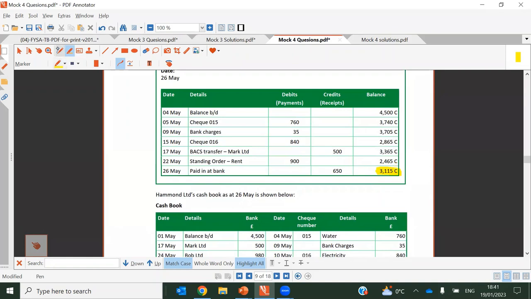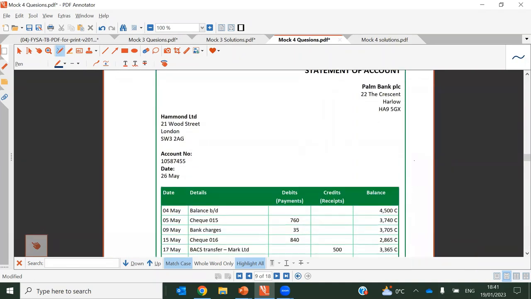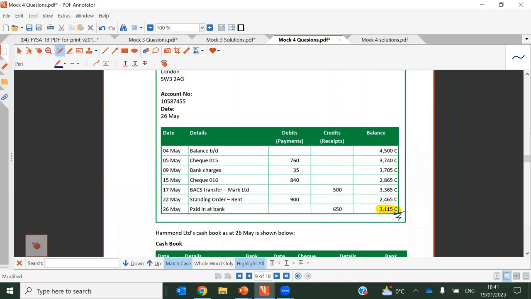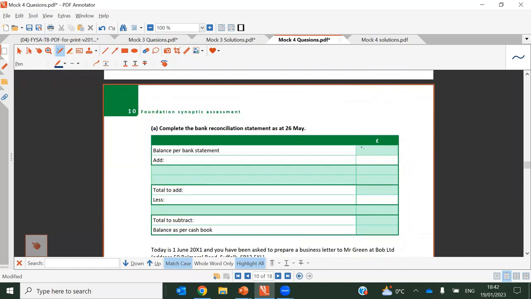Now, it could be presented in slightly different ways, but essentially this C means a credit. And again, be super careful. This has been prepared by the bank. For the bank, us having a credit means they owe us the money. For them, it's a liability because they have to give the money to us. They are holding £3,115 of our money. So it's the reverse of how we see it in our cash book. So that credit means I have £3,115. So that's the first thing to be noting down, 3,115.